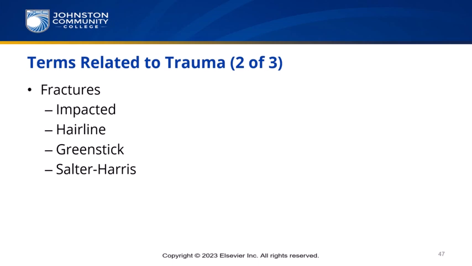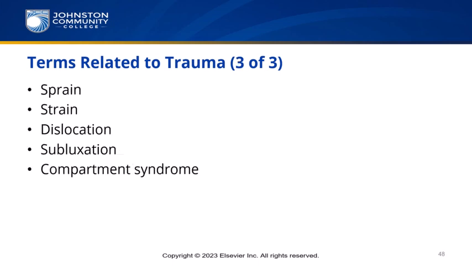Then we have a greenstick fracture, which is one where the bone is partially bent and partially broken. It is relatively common in children because their bones are still somewhat soft. Then we have a Salter-Harris fracture, which occurs at the epiphyseal plate in children. There are also some other fracture types, such as a spiral fracture, oblique fracture, and a transverse fracture.